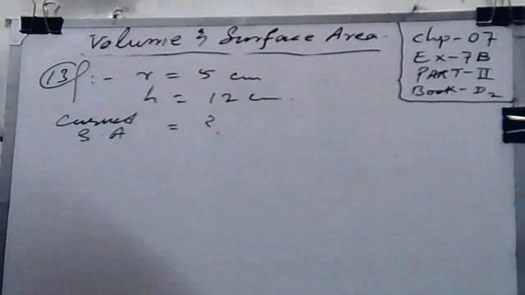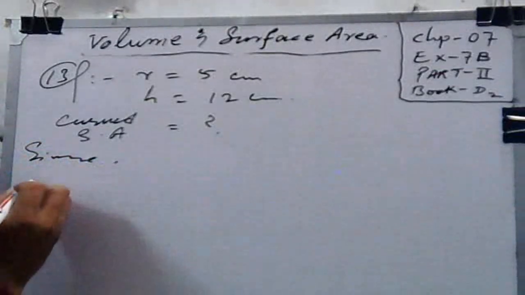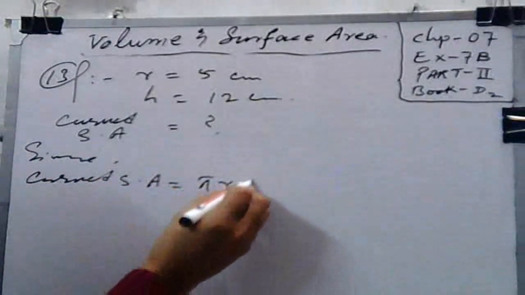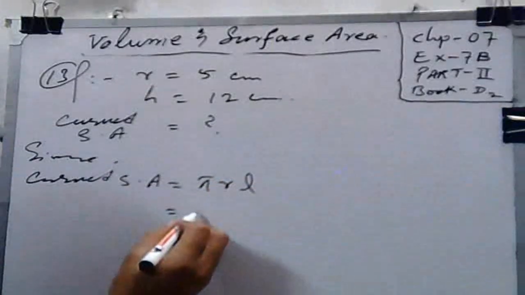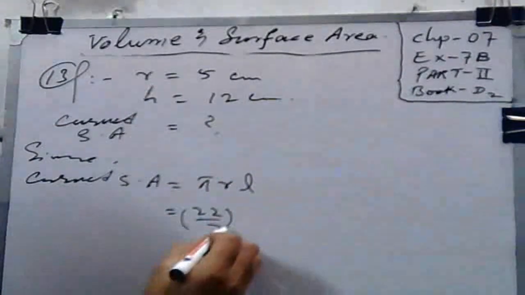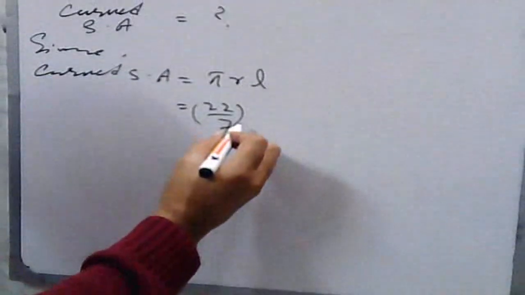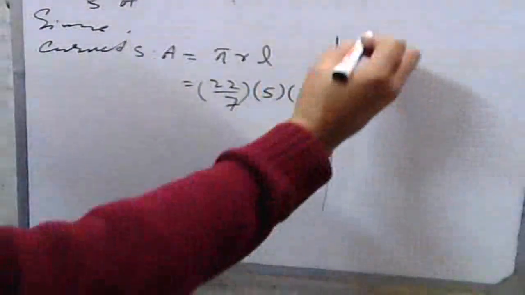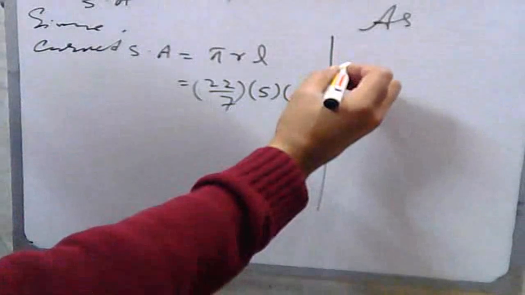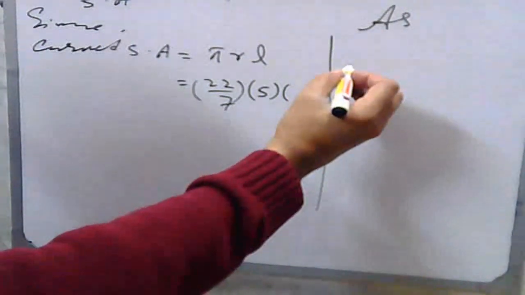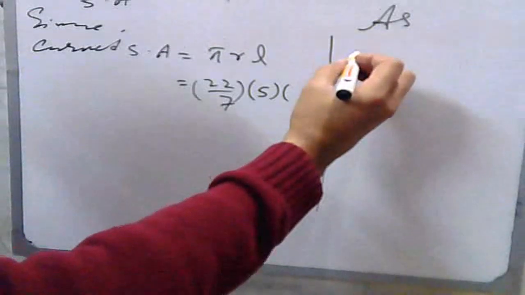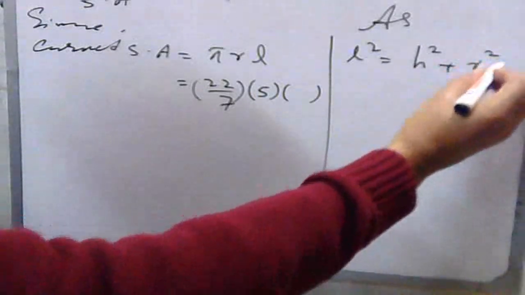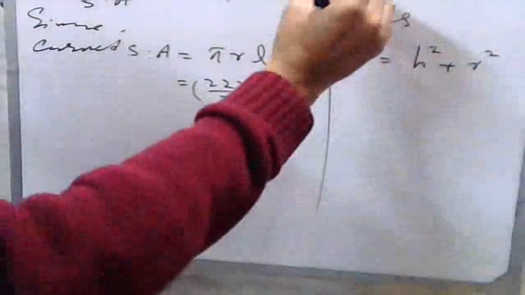Since we have a formula that is pi r l, but we don't have l. Curved surface area is equal to pi r l. So the value of pi is 22/7, and the value of r is 5, that is given to us, but we don't have the value of l. So how can we find the value of l? As l square is equal to h square plus r square by Pythagoras theorem.